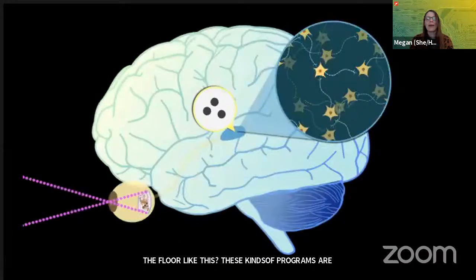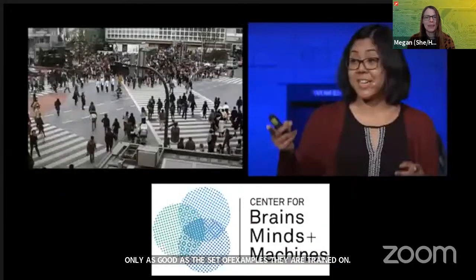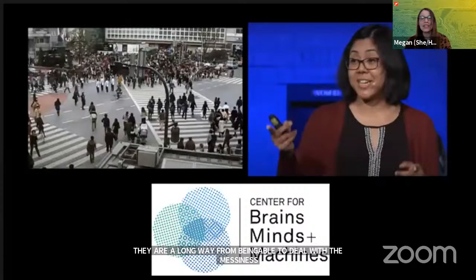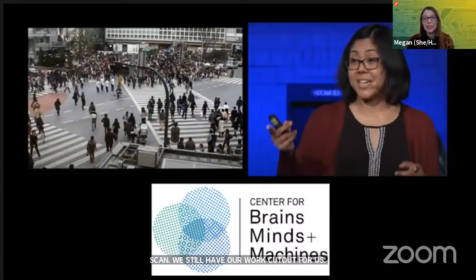Certainly not as well as our amazing brains can. We still have our work cut out for us. But scientists, like those at the Center for Brains, Minds, and Machines, headquartered at MIT, are hard at work learning more about how humans process really complicated visual information so we can apply that to computers and improve artificial intelligence.